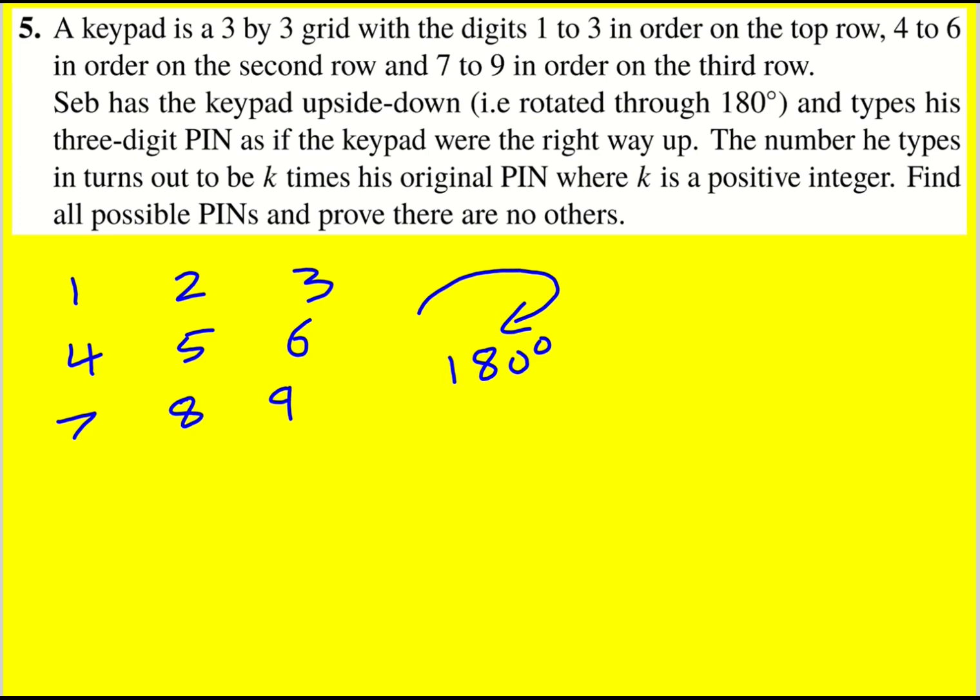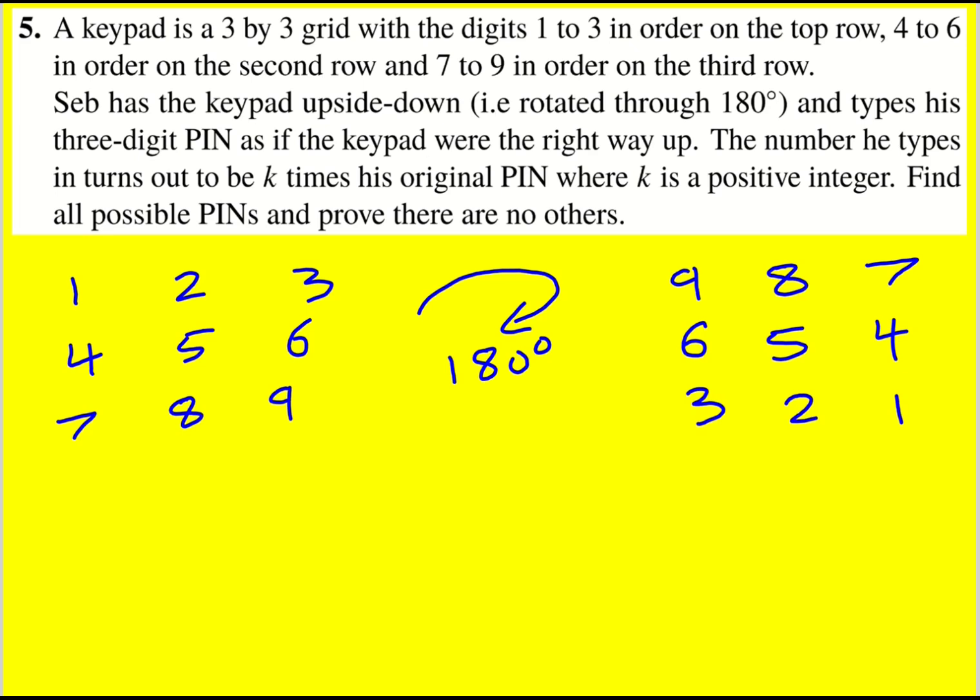Okay, so if I rotate it, the 9 is now going to be top left, and it's going to be 8, 7. 5 is going to stay where it is, but this is going to become 6, 4. And then at the bottom, we're going to get 1, 2, 3. I mean, you can turn your head or turn a piece of paper if you don't have paper to be able to see this.